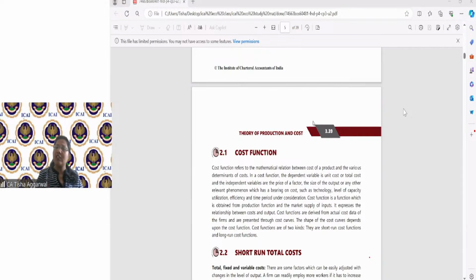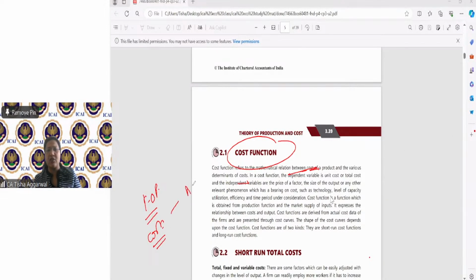Okay, so now cost function. Cost function is basically the relationship between the cost of products and the determinants of cost. So the cost function basically is the relationship between the cost and the determinants of cost. For example, what are your factors of production? What is the cost of it? What is the actual cost of it?